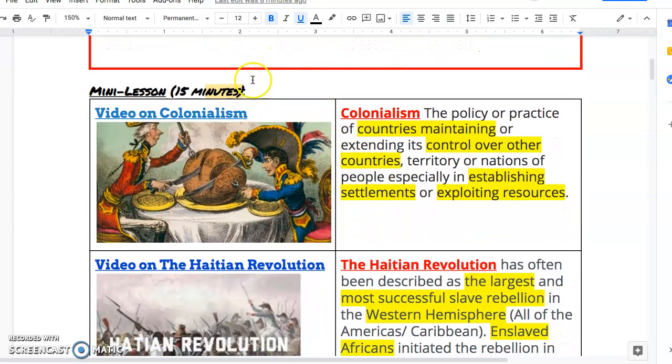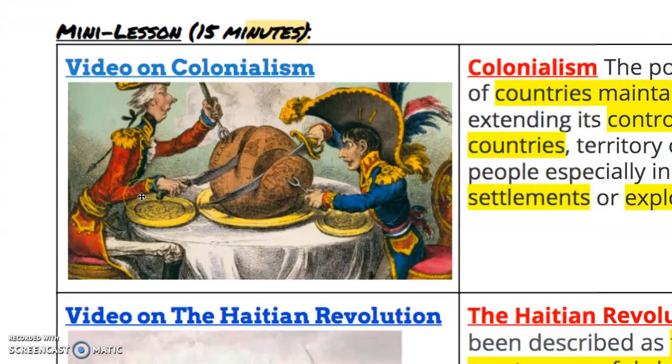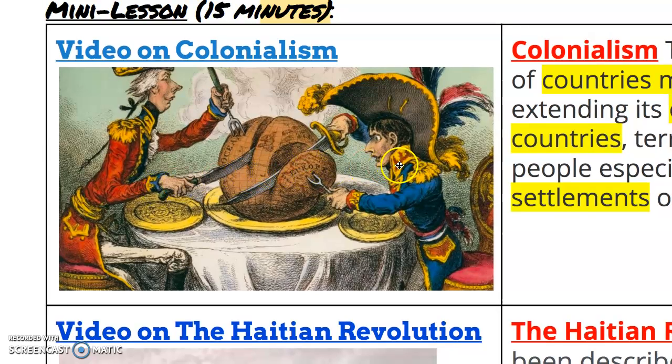So for our mini lesson, we have 2 different terms. We have colonialism and we have the Haitian Revolution. So colonialism is the policy or practice of countries maintaining or extending its control over other countries, territory, or nations of people, especially in establishing settlements or exploiting resources, right? So if we look at this image here, you have people who are cutting up a globe, right? And what they're essentially doing is taking pieces of those countries and keeping them for themselves. And that is exactly what colonialism is, right? They're using these countries or these pieces of this country for whatever it is that they want to use them for.